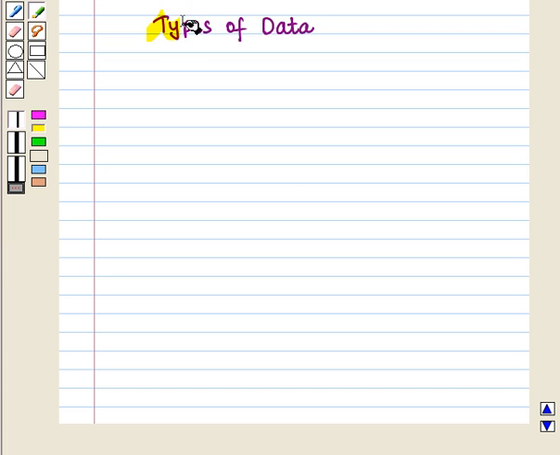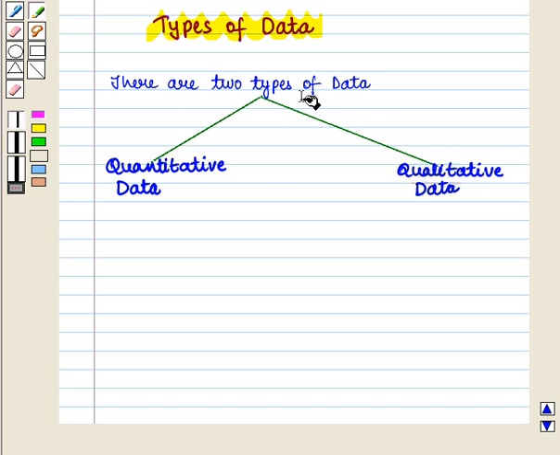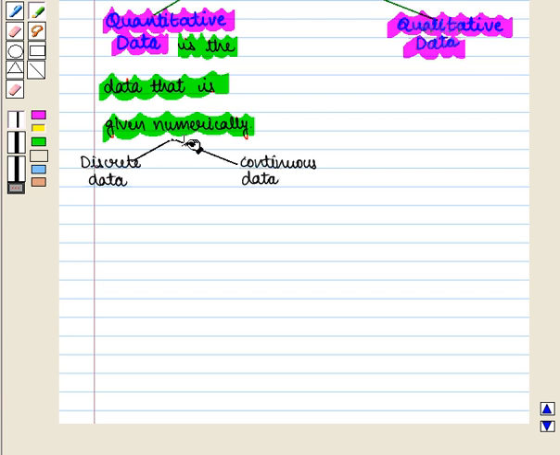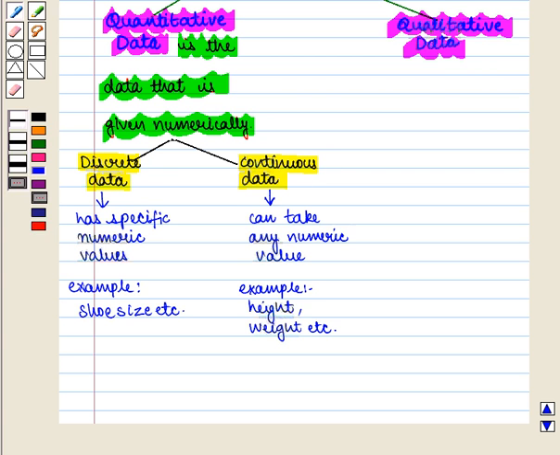Now let us discuss types of data. There are two types of data. One is quantitative data and the other is qualitative data. Quantitative data is the data that is given numerically. This is further of two types, discrete data and continuous data.